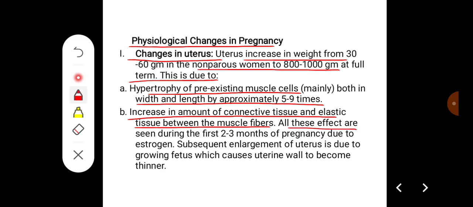All these effects are seen during the first 2 to 3 months of pregnancy due to estrogen. Subsequent enlargement of the uterus is due to the growing fetus and causes the uterine wall to become thinner.